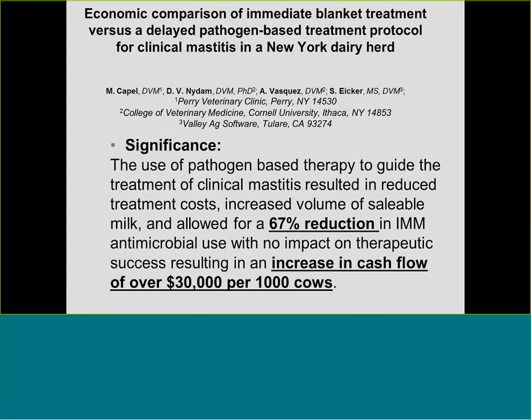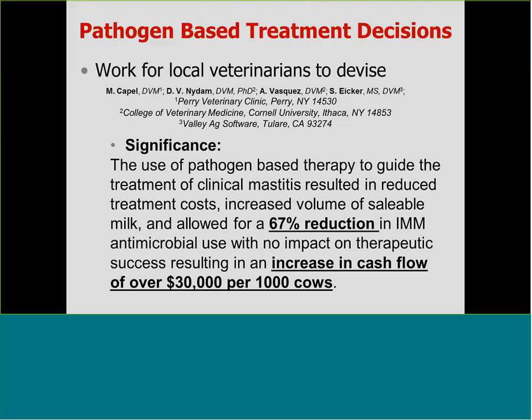So, in summary here, this economic comparison of immediate blanket therapy versus delaying and using a pathogen-based treatment protocol for clinical mastitis in a New York dairy herd. If we do this, we reduce treatment costs, increase the volume of saleable milk, and allow for a 67% reduction in intramammary antimicrobial use, which grandmothers, aunts, and uncles all over the world think is a good thing, with no impact on the therapeutic success, resulting in an increase in cash flow of over $30,000 per 1,000 cows.